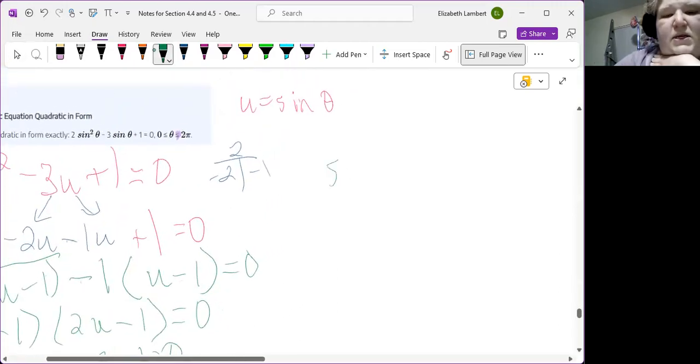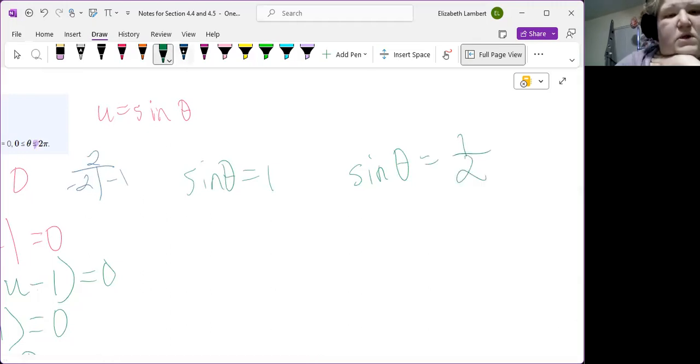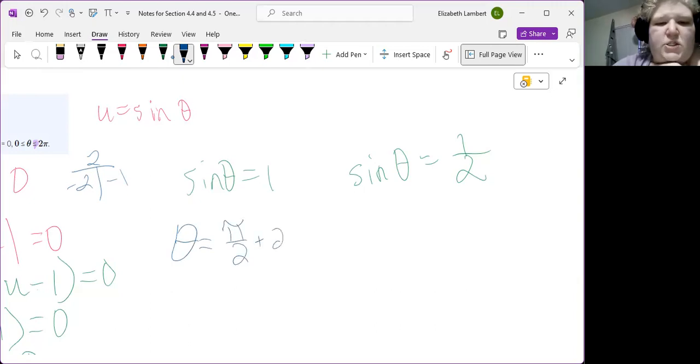So sine theta equals 1, and sine theta equals 1/2. Now we have already done these a couple times, but sine is 1 at pi over 2 plus 2 pi k. And the next problem, example 15, the 2 pi k is going to matter.